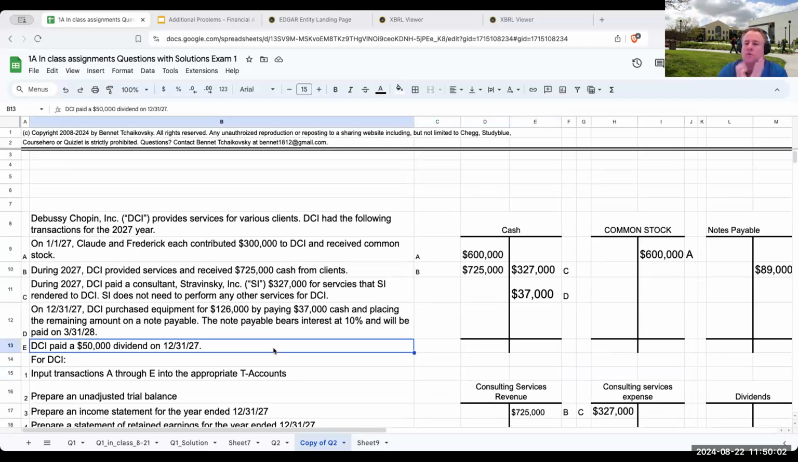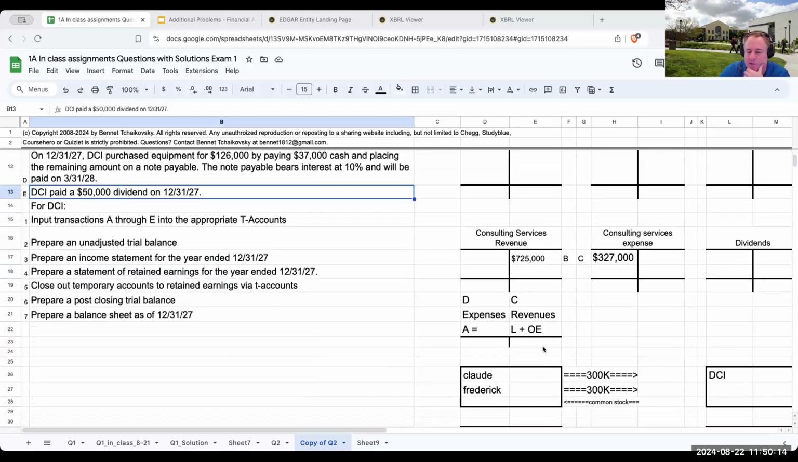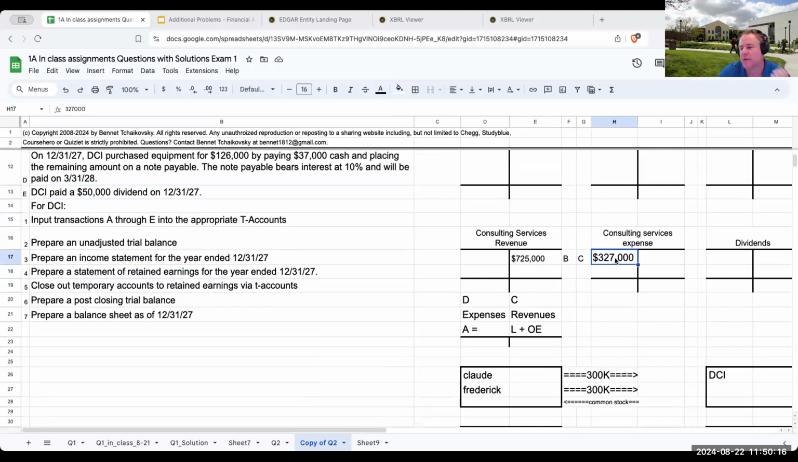Now, what is a dividend? So as a corporation, when I look at net income, I have my revenues less my expenses. The amount of money I'm going to be generating is roughly about 398,000. That's how much I generated.